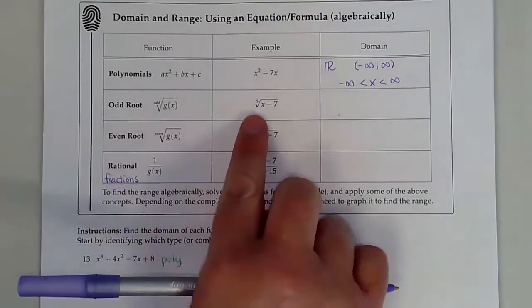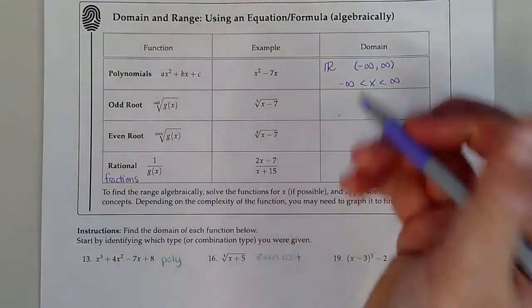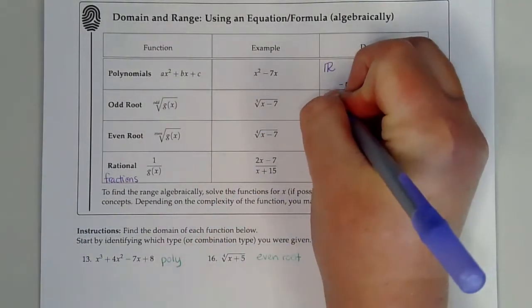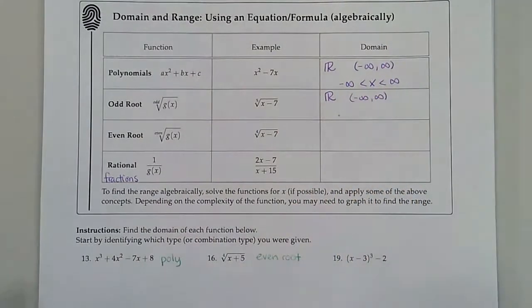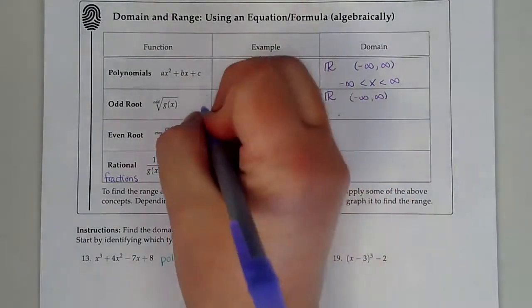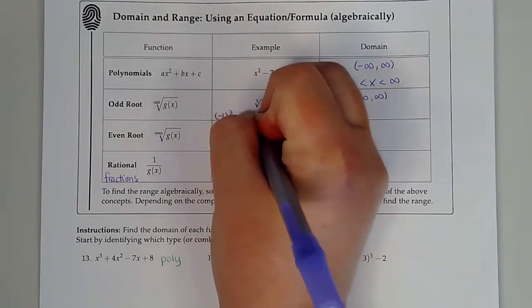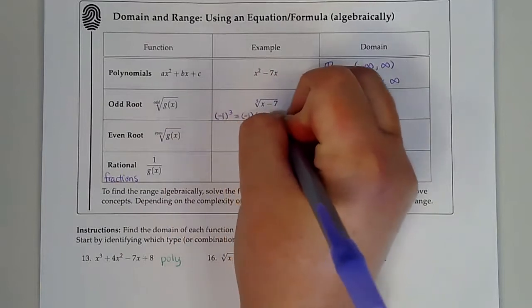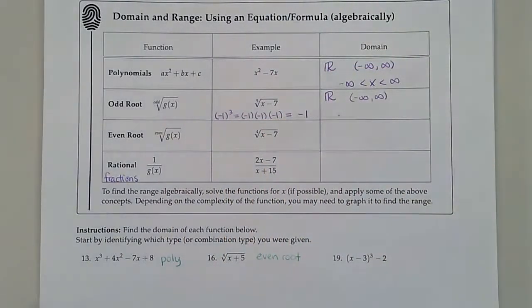Odd roots. So an example of that is the fifth root of x minus 7. And the domain for odd roots is also all real numbers. And let's look at maybe a little bit of why that's the case. So if we look at negative 1 cubed, that's the same as saying negative 1 times negative 1 times negative 1, which is equal to negative 1.